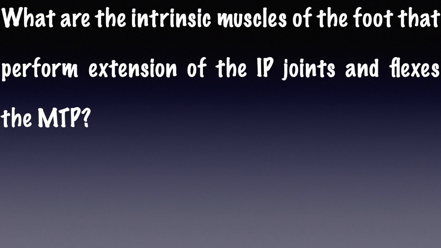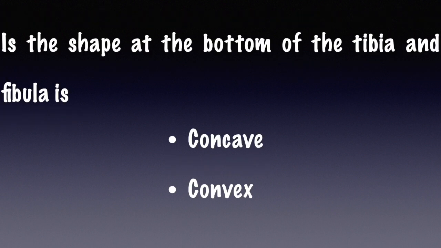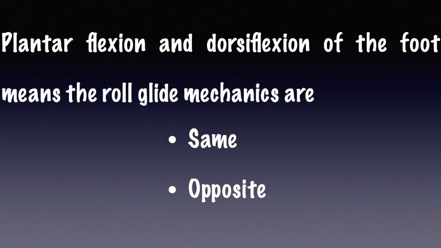What are the intrinsic muscles of the foot that perform extension of the IP joints and flex the MTP? Lumbricals. Is the shape at the bottom of the tibia and fibula concave or convex? Concave. Plantar flexion and dorsiflexion of the foot means the roll glide mechanics are same or opposite? Opposite.